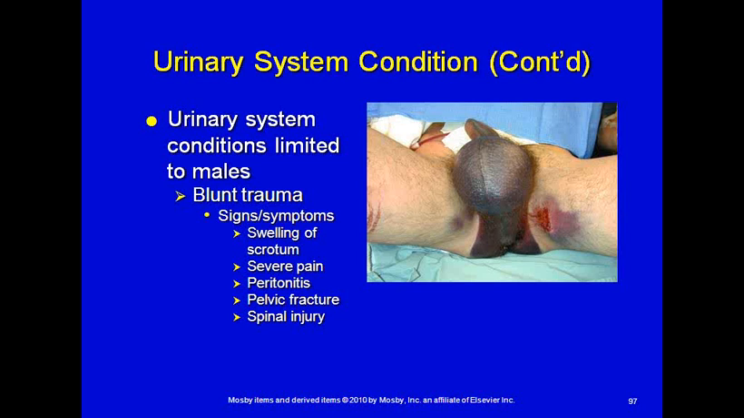Signs and symptoms of blunt trauma, of course, to the genitals would include swelling of the scrotum, severe pain, peritonitis, and if the blow to that area is significant enough, there could be also a pelvic injury or a spinal cord injury.